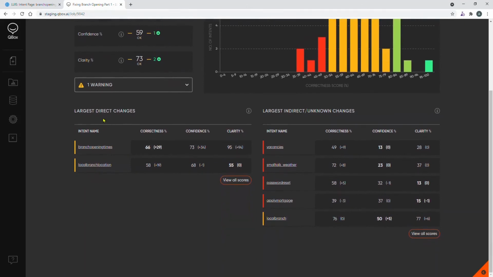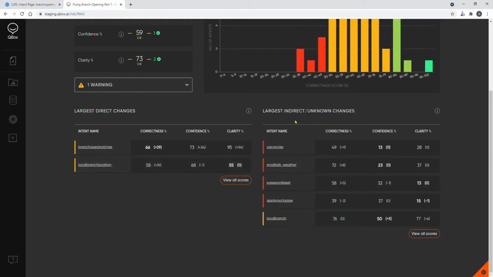This list will include any intents whose scores have changed, likely because of a direct change to their training data. And of course, the intent that I've tried fixing, my branch opening times intent, is in this list, as well as the intent that we moved a wrongly placed utterance in. And I've made some good improvements to both metrics, so great news here.